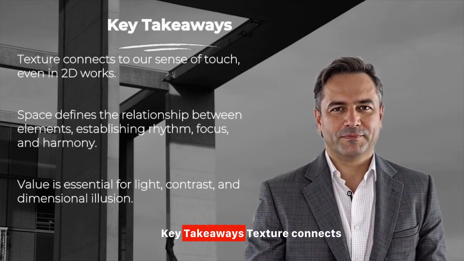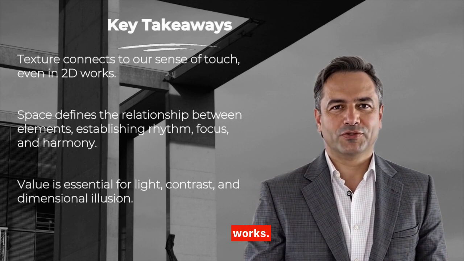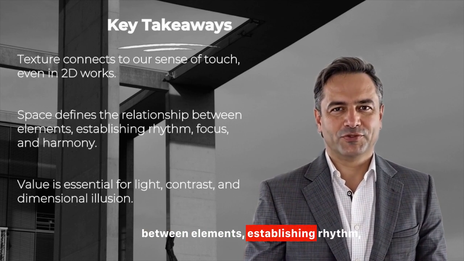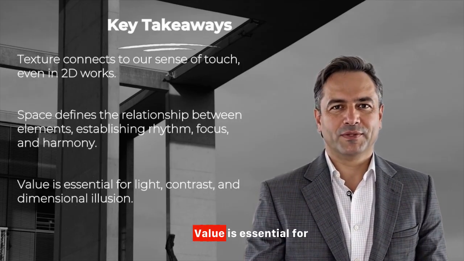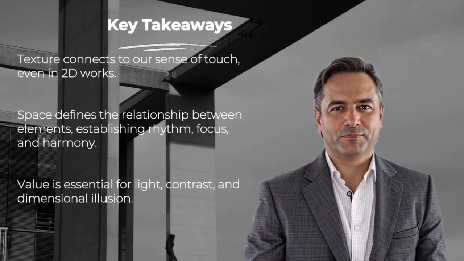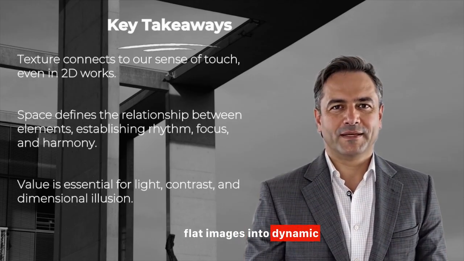Key takeaways. Texture connects to our sense of touch, even in 2D works. Space defines the relationship between elements, establishing rhythm, focus, and harmony. Value is essential for light, contrast, and dimensional illusion. Together, these elements transform flat images into dynamic experiences.